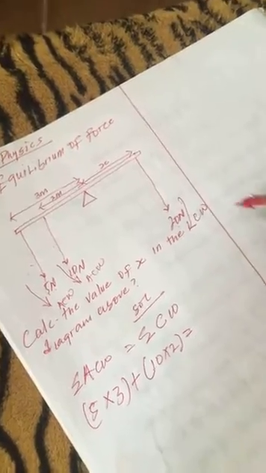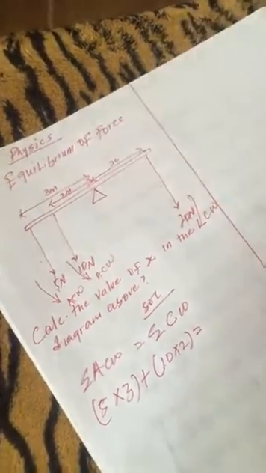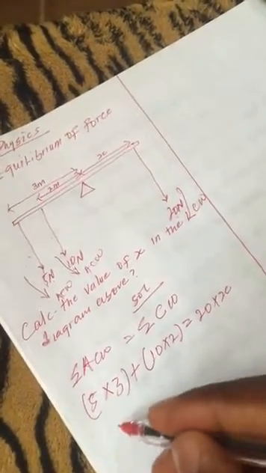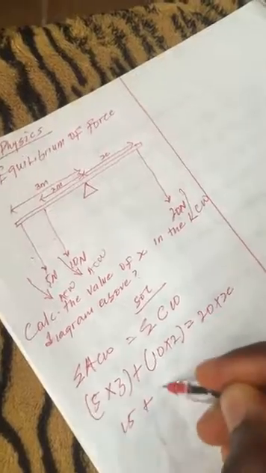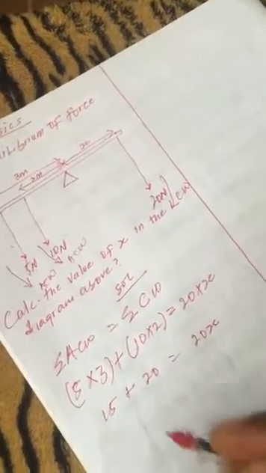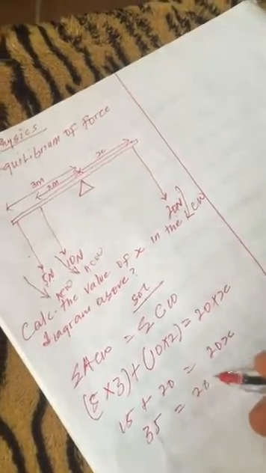Let's go to the clockwise direction. We have 20 times x. The force here is 20. We have 20 times x. If we solve that, we're going to have 15 here. Then here will become 20. Then it is equal to 20x. And if we add this together, we're going to have 35 against 20x.